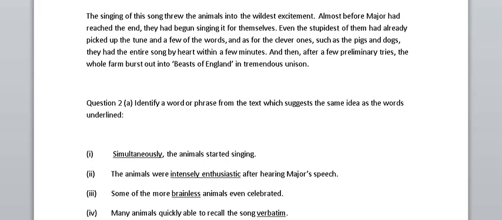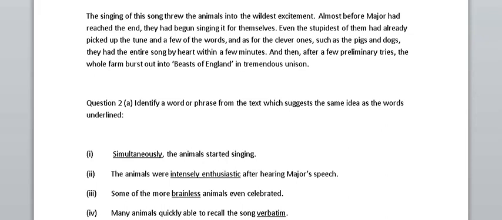So the first sentence is, simultaneously the animals started singing. Okay, and that adverb simultaneously is underlined. So I guess the first step is understanding what simultaneously means. Now, it may well be a word or a phrase, but hopefully you know that simultaneous means to do something together, all at once, all at the same time.